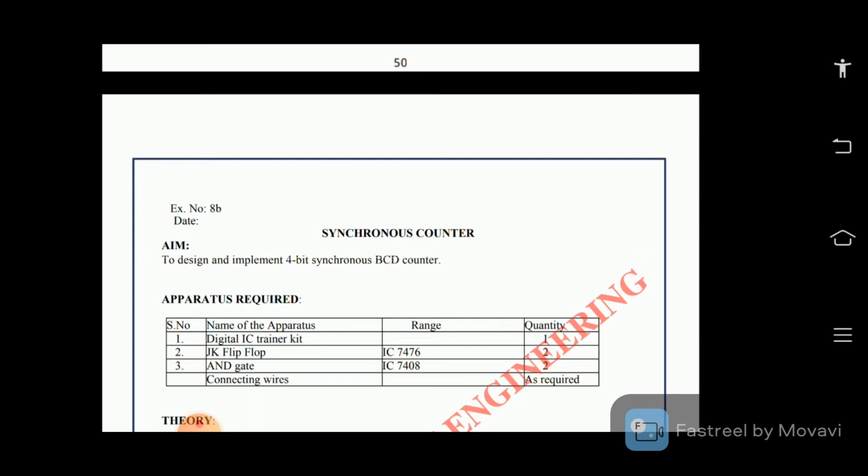So what does synchronous counter mean? A counter is a register capable of counting the number of clock pulses arriving at the clock input. So in our synchronous counter, all the flip-flops are clocked simultaneously.